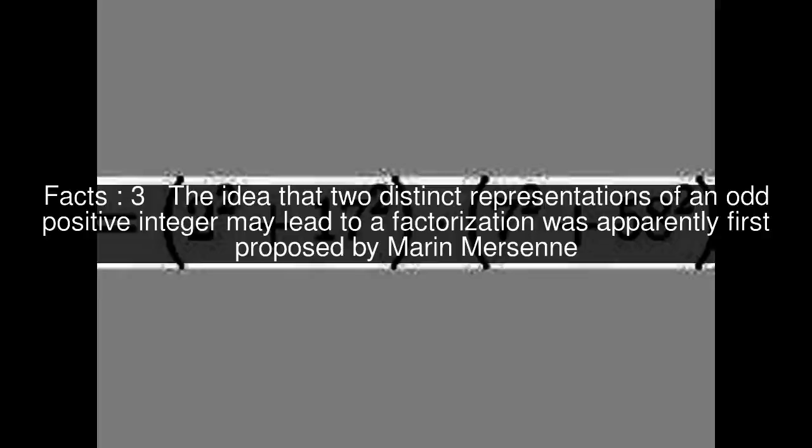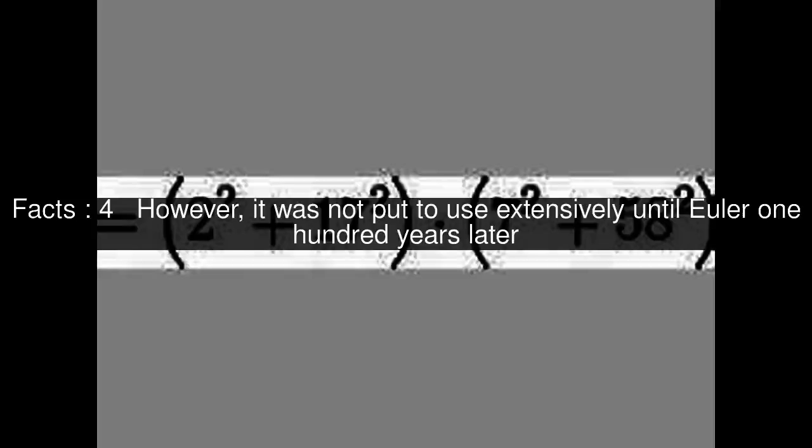The idea that two distinct representations of an odd positive integer may lead to a factorization was apparently first proposed by Marin Mersenne. However, it was not put to use extensively until Euler 100 years later.